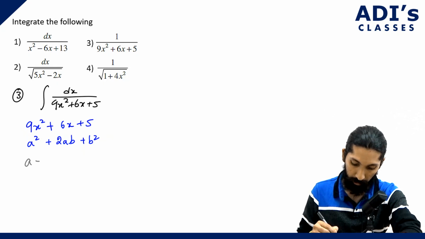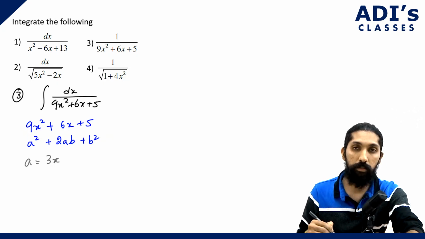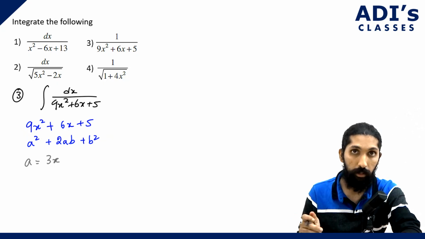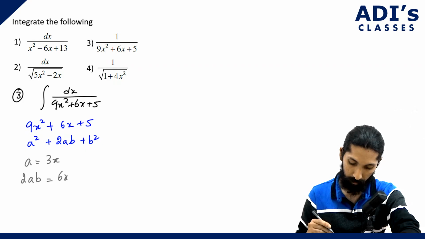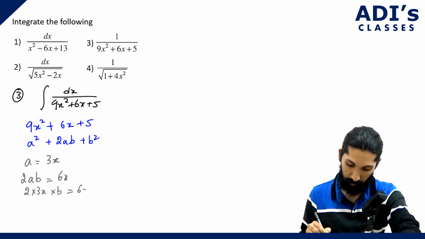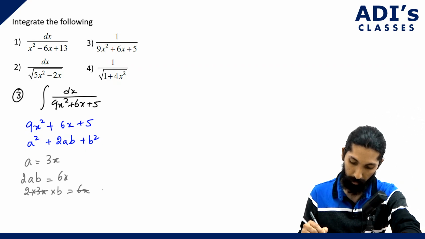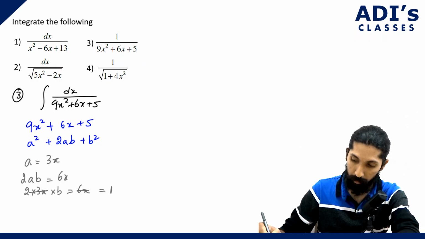A is equal to 3x, because a square is 9x square. So a value becomes 3x. Next, 2ab is equal to 6x. So 2 into 3x into b is equal to 6x. So b value becomes 1, right? So much easier. b becomes 1.